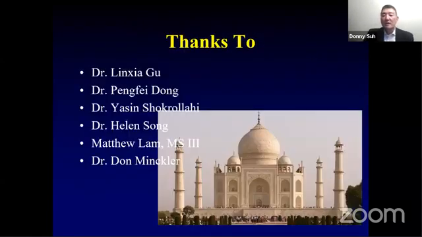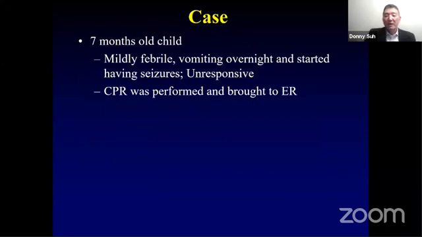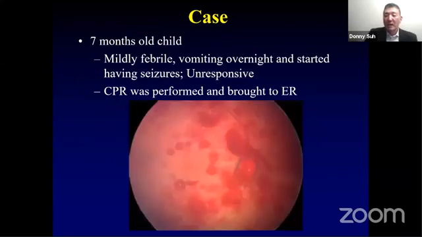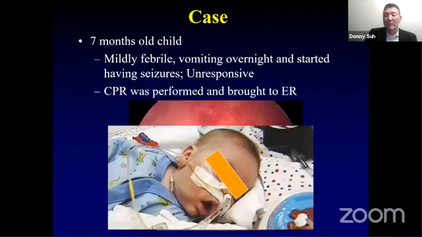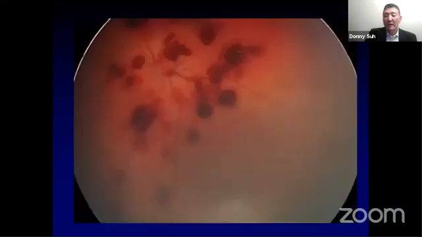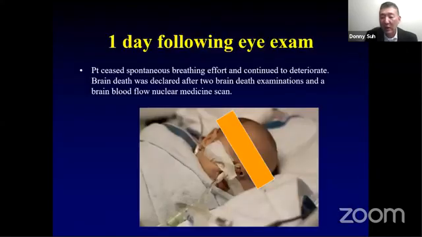My topic is on abusive head trauma. It's not specifically abusive head trauma, it's about ocular traumas, but I want to thank my co-investigators first. We have a case here, a 7-month-old child that came in, had a fever, vomiting overnight, and started having some seizures, and CPR was initiated and then was brought to the emergency room. And the patient had retinal findings like this. And then a day later, unfortunately, the baby passed away.